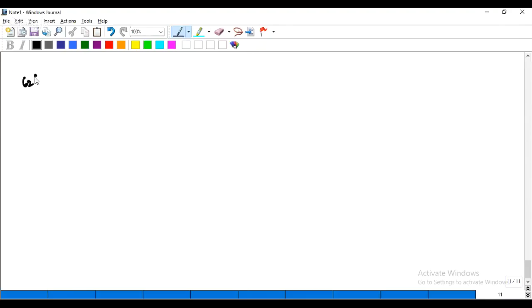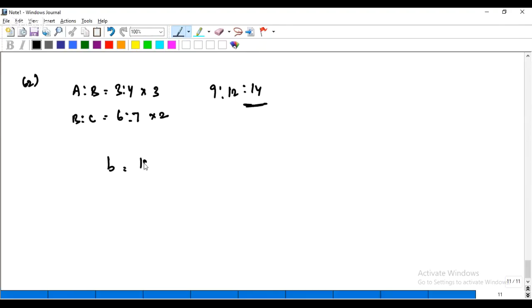62nd one. The ratio of A and B is given as 3 is to 4, and B and C is given as 6 is to 7. If you multiply the first by 3 and the second by 2, you get 9 is to 12 is to 14. You want B. B is equal to 12 parts out of 35 parts into 27510, divided by 35. It will perfectly go, and if you multiply, you get 9432. It's simply a calculation.